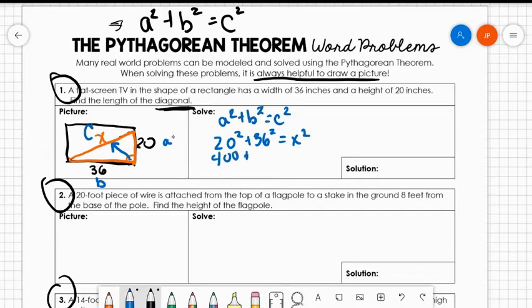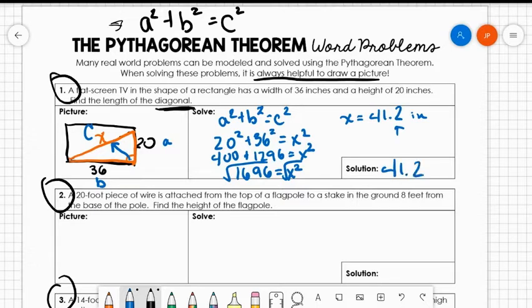I got 400 plus 1,296 equals x squared. I'll actually add that stuff up. And then I'll take the square root of x squared and of 1,696. So when I do that, x equals 41.2 inches. And again, you're usually rounding to the nearest tenth, so my actual answer there is 41.2.